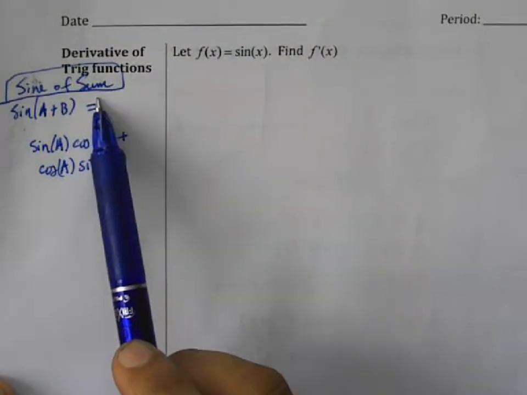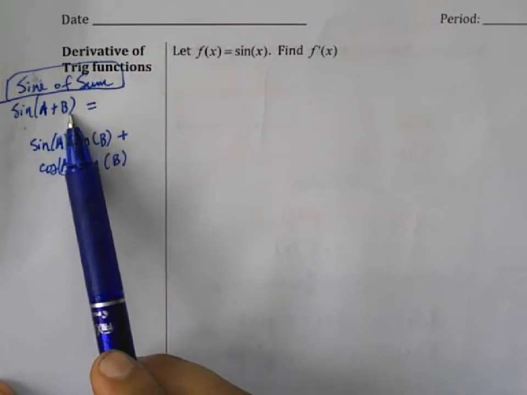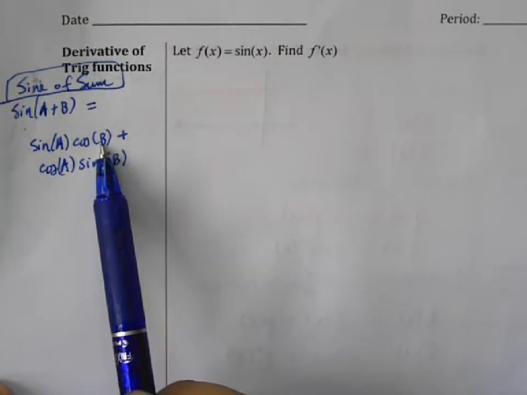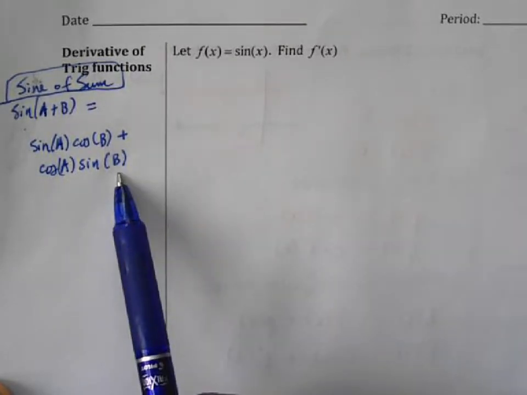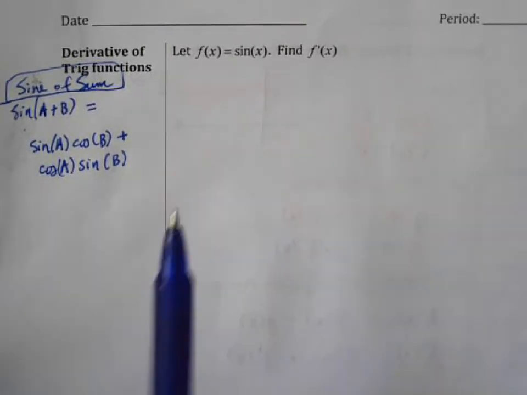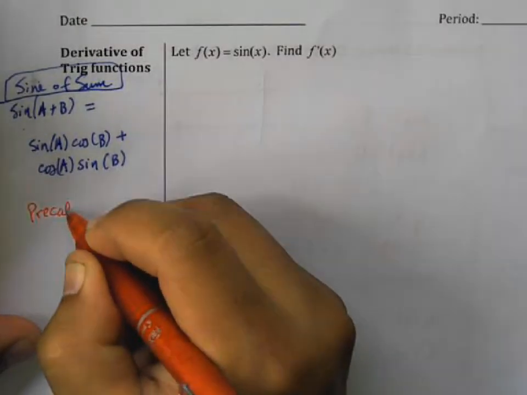First is the sine of a sum, which is: sine of a plus b is equal to sine of a cosine of b plus cosine of a sine of b. This is something that's covered in pre-calculus. This is a pre-calc trig identity.